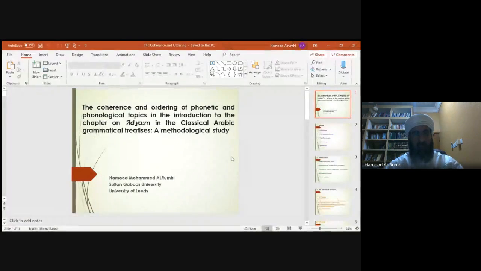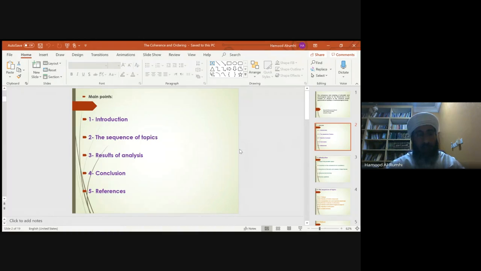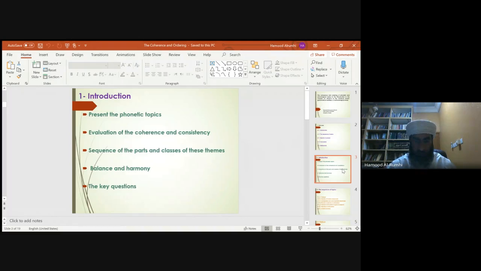My topic is the coherence and ordering of the phonetic and phonological topics in the introduction to the chapter on al-idgham in the classical Arabic grammatical treatises, a methodological study. The main points are, first of all, introduction, next the sequence of topics, then results of analysis, last conclusion, and finally references. Let us start with introduction.